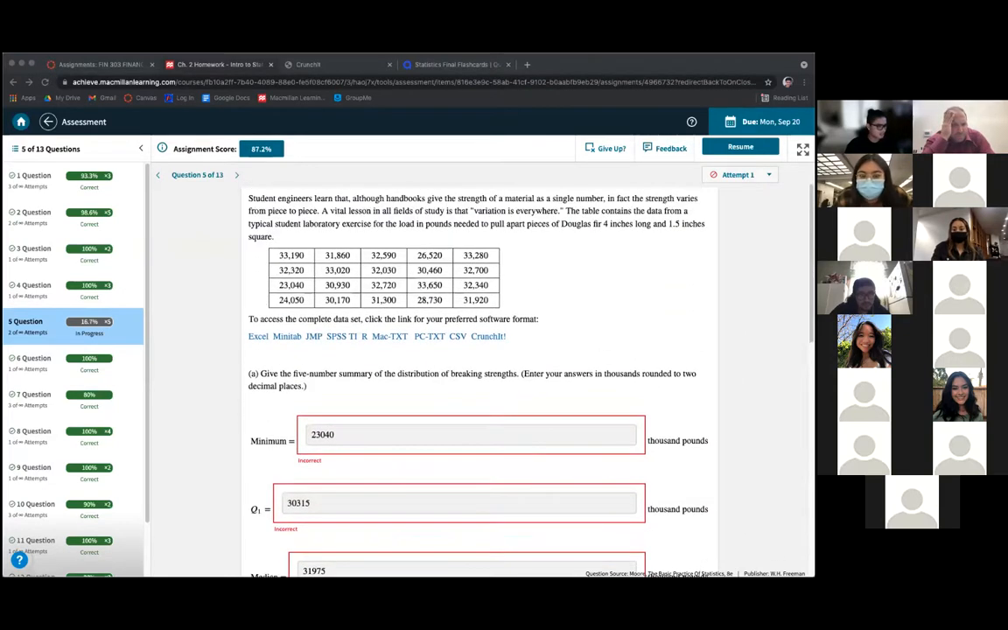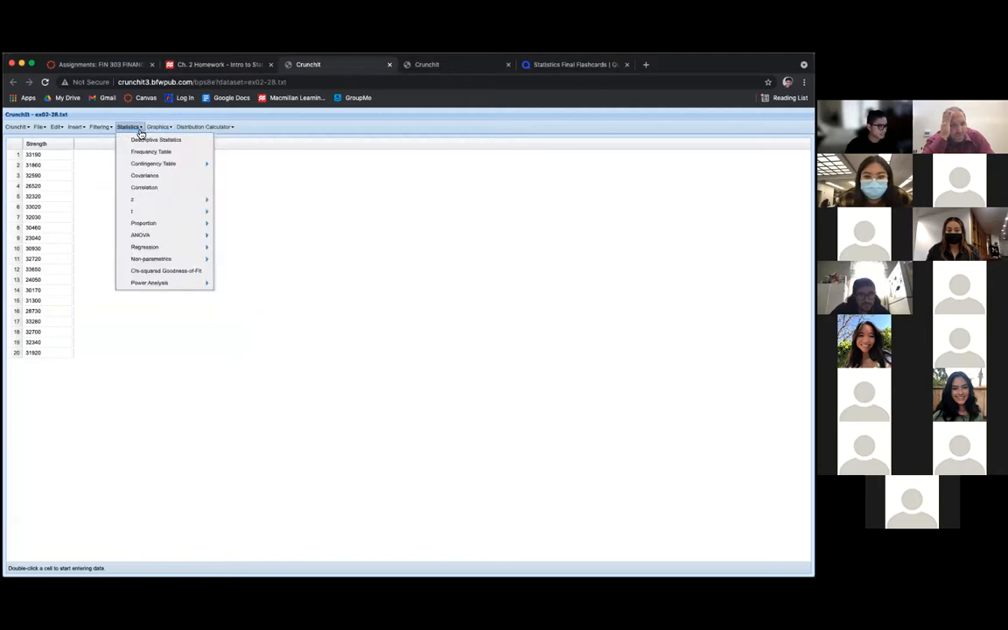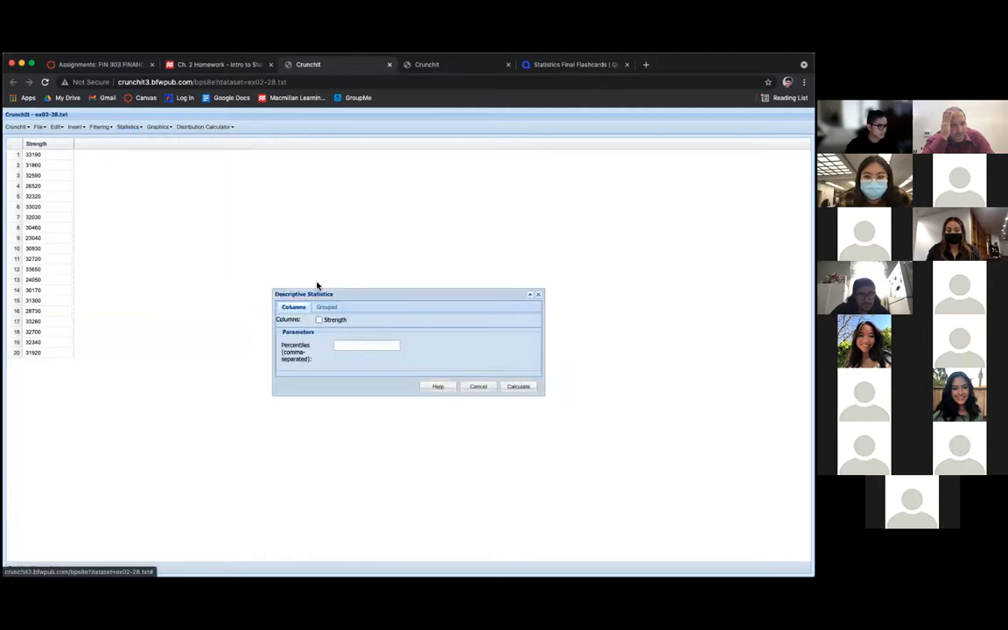So student engineers learn that although handbooks give the strength of engineers, variation is everywhere. Okay, so the table contains the data from a typical student return. Okay, fine. Let's use Crunch It. Wait, I did that problem. I actually know what the problem is because I kept getting it wrong.